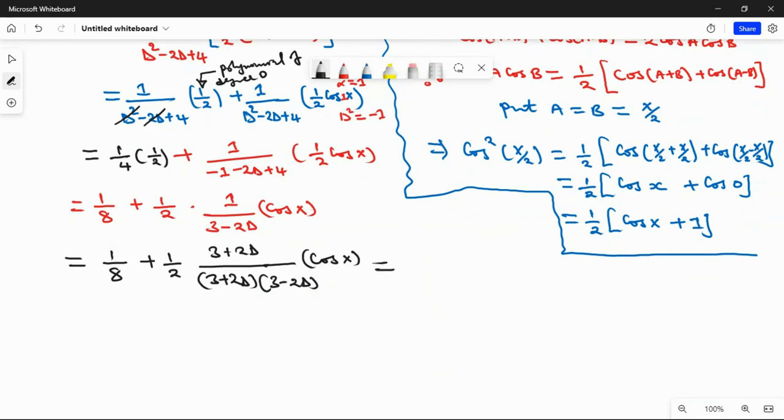So you can write this as 1 over 8 plus 1 over 2. Then in the numerator we have 3 plus 2d. In the denominator we have a difference of two squares, that is the same as 9 minus 4d squared, operating on cosine of x. So where there is d squared, you put negative 1.